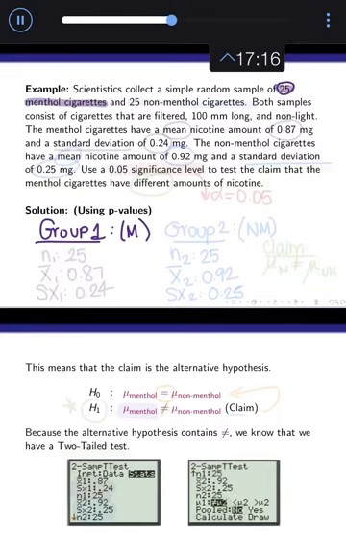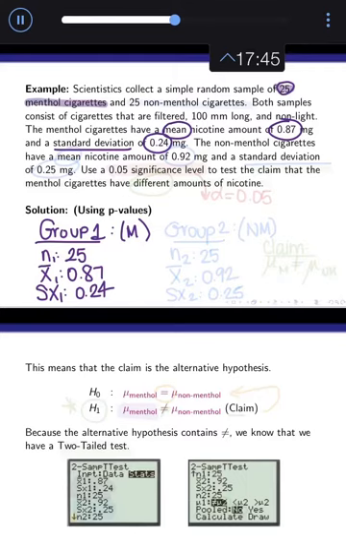And let's see what they tell us. Well, first of all, they tell us 25. That means our N1, our sample size for the first group, is 25. They tell us that they have a mean of 0.87. So X bar 1, its mean, is 0.87. Its standard deviation is 0.24. So that means the SX1 is 0.24.